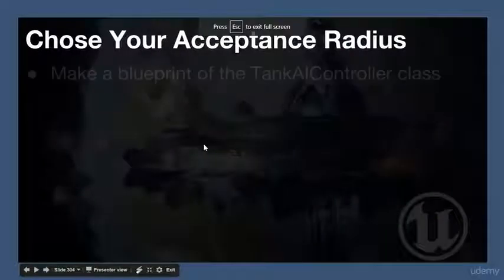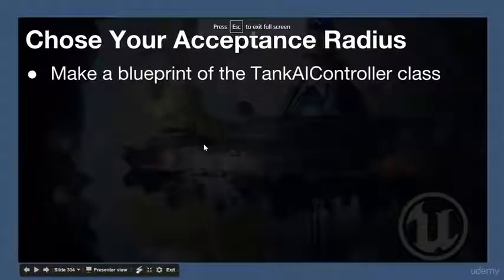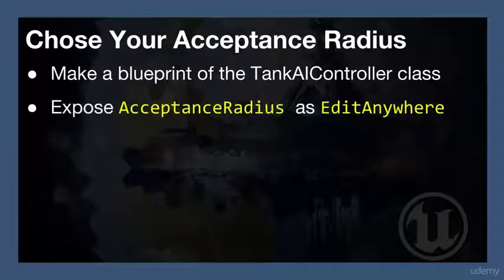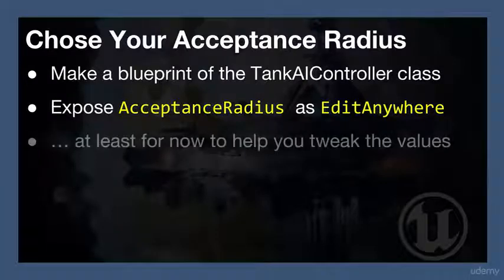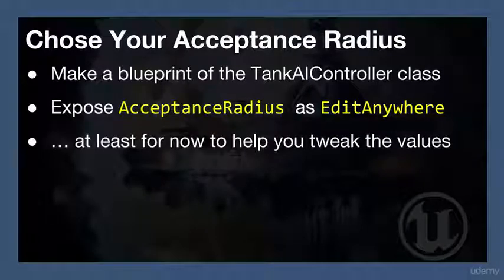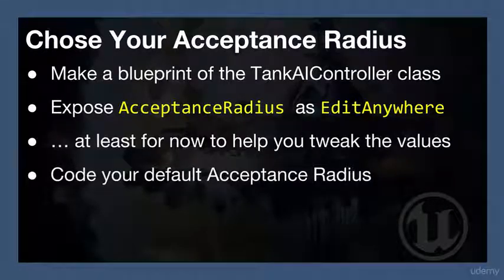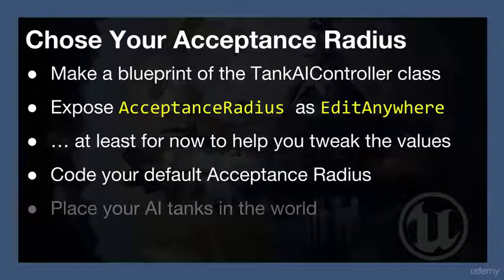Here's your challenge. I want you to make a blueprint of the tank AI controller class. See if you can remember how to do that over in the editor. Then I want you to expose acceptance radius as edit anywhere, at least for now. You could make it edit defaults only, but let's go edit anywhere to start with. You'll see why. Code your default acceptance radius once you find it. So explore it in the editor. You may want to depossess the tank, play around with some acceptance radiuses, see how many meters. Remember that it's got 2 extra zeros on it, so 7,000 would mean 70 meters. And then put the default back into C++.